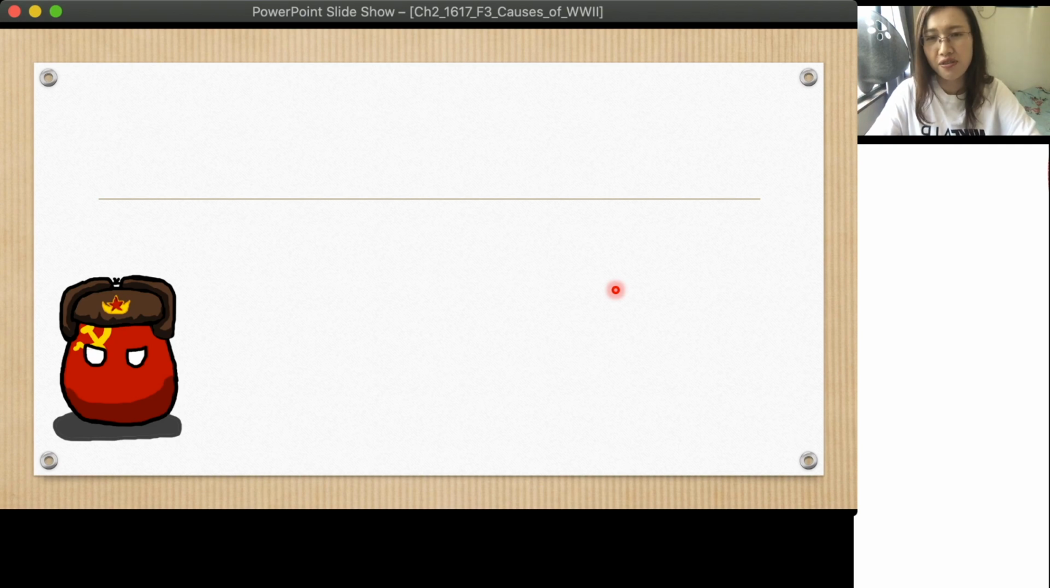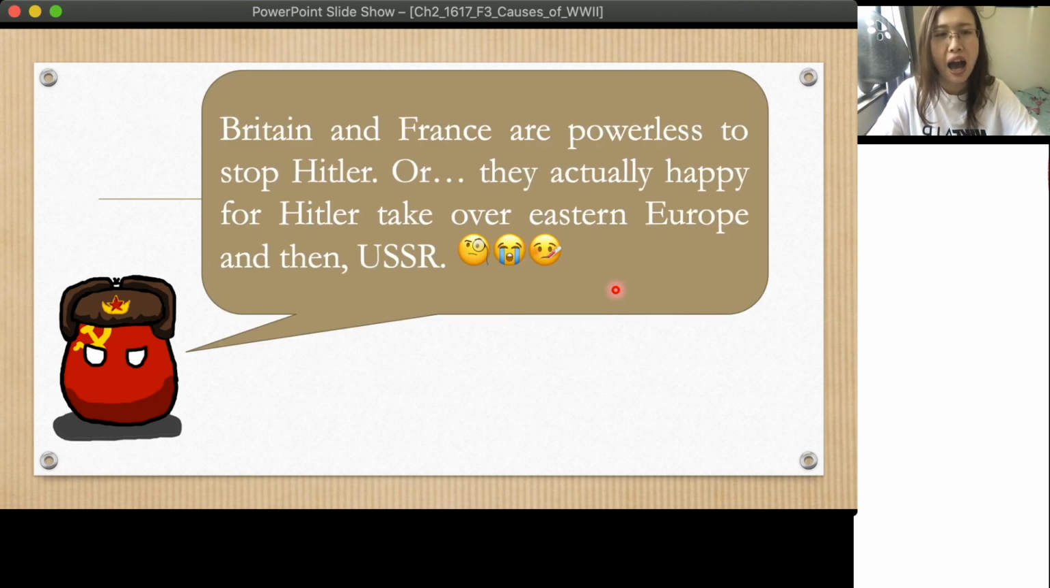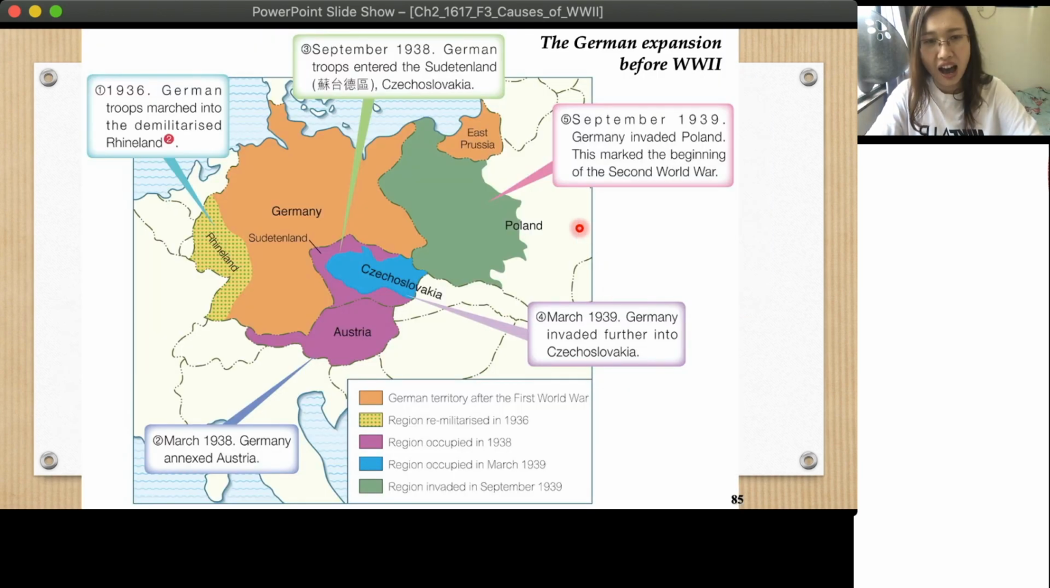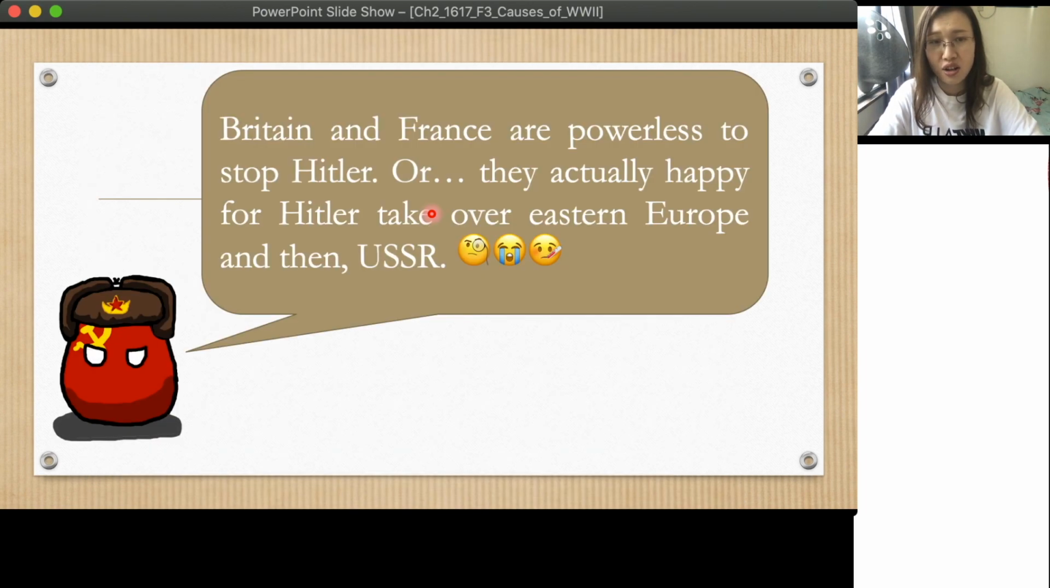And actually the USSR found this out. Britain and France were powerless to stop Hitler. They just kept appeasing him instead of stopping him, right? Or they were actually happy for Hitler to take over Eastern Europe, because you can see after Czechoslovakia, Austria, Hungary, and then Poland, of course their next target should be the USSR. So maybe they were very happy about Hitler trying to take over Eastern Europe and then the USSR. So maybe I need to take action before Hitler really expands to our country.